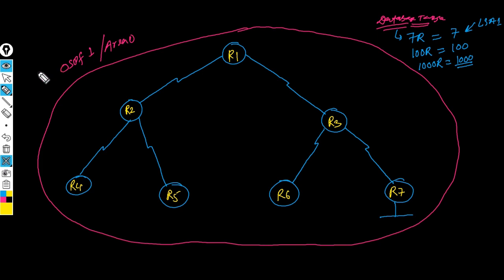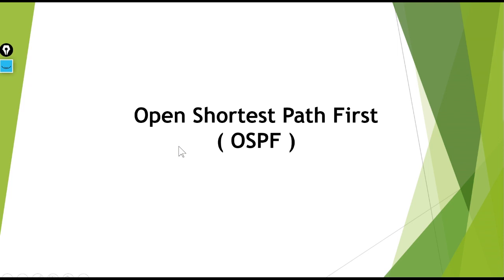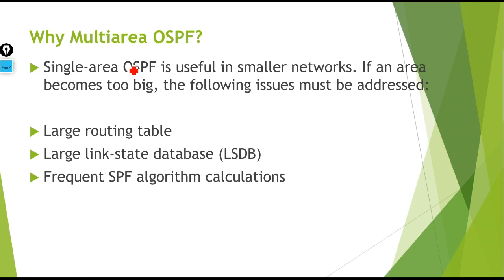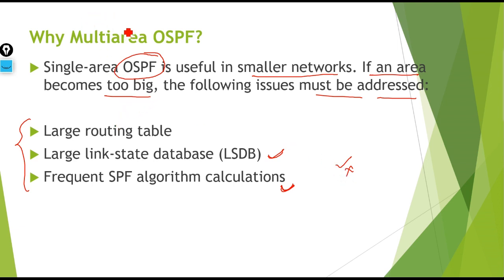Okay, just to summarize, when it comes to why multi-area OSPF, this is the major concern. Single area OSPF is useful in the case of a smaller network, and if an area becomes too big, the following issues will arise: a larger routing table, a larger database table, and the SPF algorithm running frequently whenever any network comes up or goes down. This is the major challenge. So just to avoid the same, we are going through the multi-area concept in OSPF.